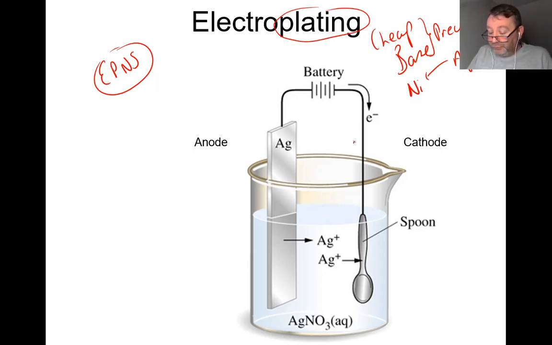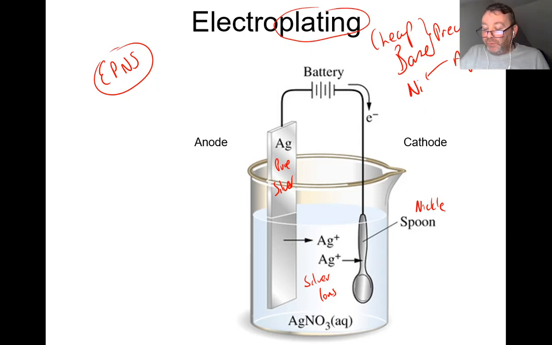And again, let's just take a look at the setup. We have an anode, we have a cathode, and we have an electrolyte. Now in this case, you'll notice that the spoon is going to be a nickel spoon, okay? Nickel spoon, so a cheap metal. And that forms part of the cathode. Over here, we have a bar of pure silver. And in the electrolyte, we have silver ions.